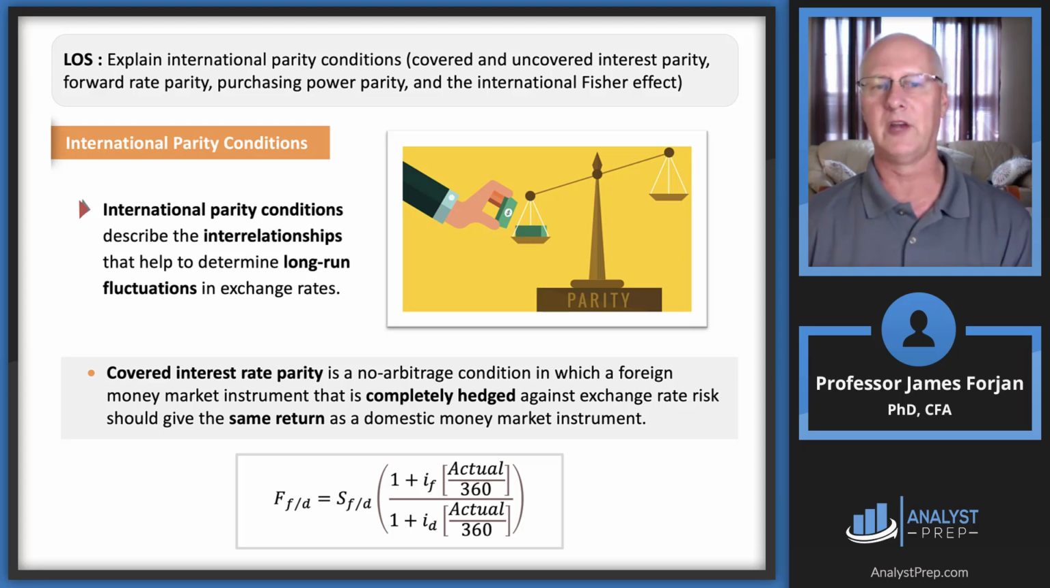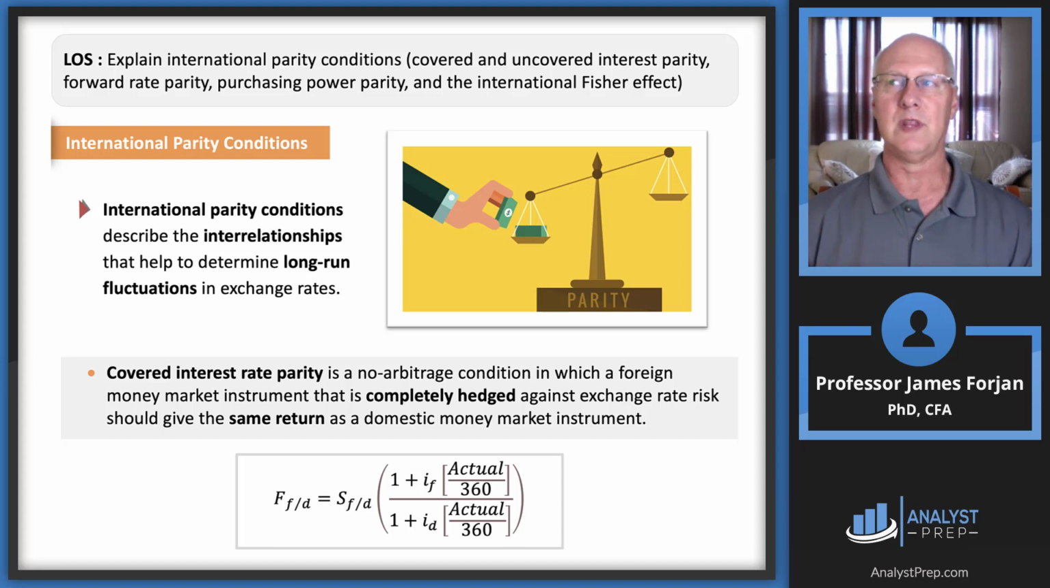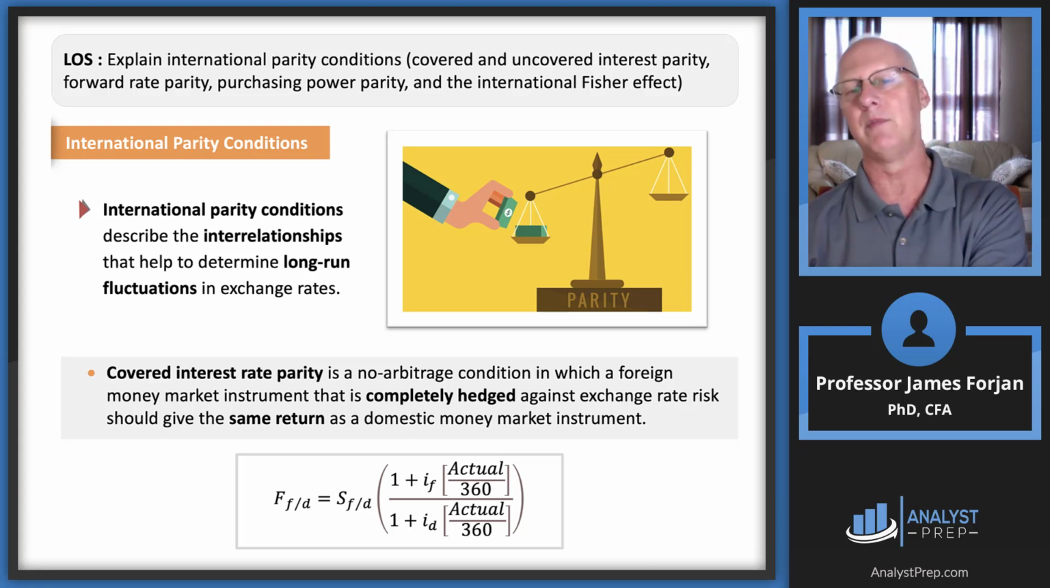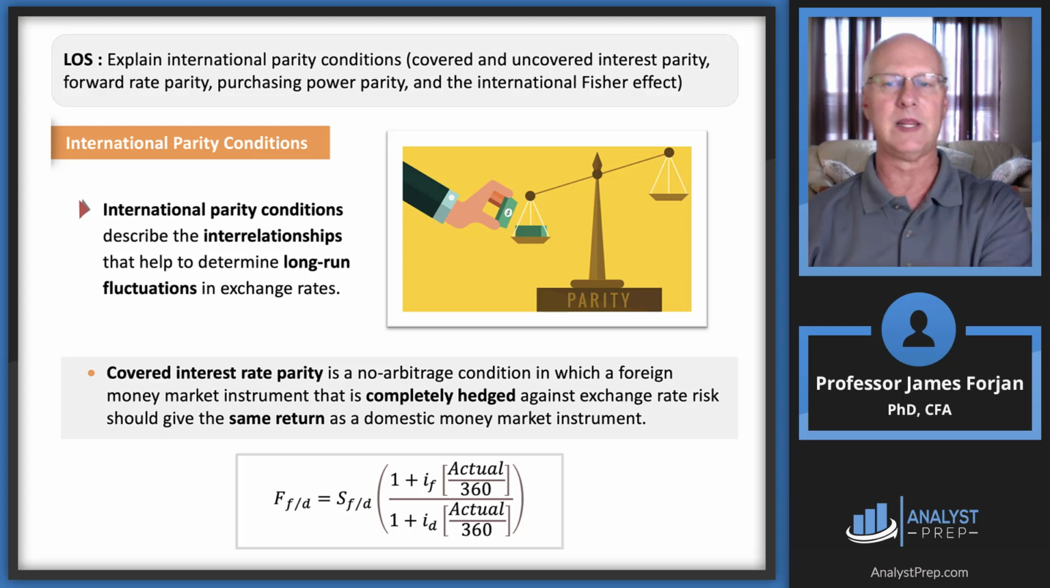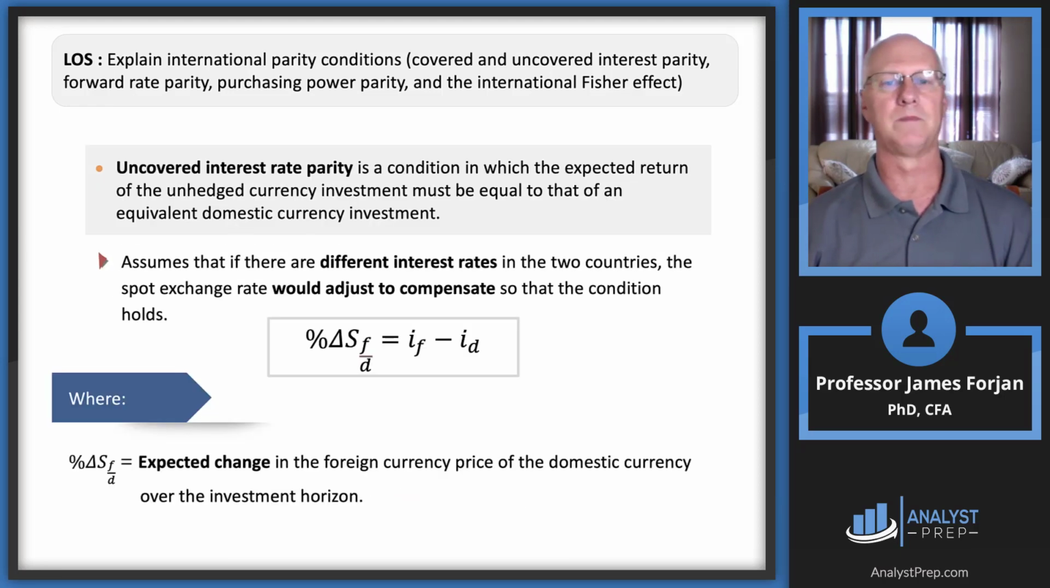So the covered interest parity means that we're using a forward contract to cover that position. So notice that we have in bold there, completely hedged. And let's read the last part of that sentence. So what did I say? It should give the same return as a domestic money market instrument. I used the example of a loan, but it could be money market as well.